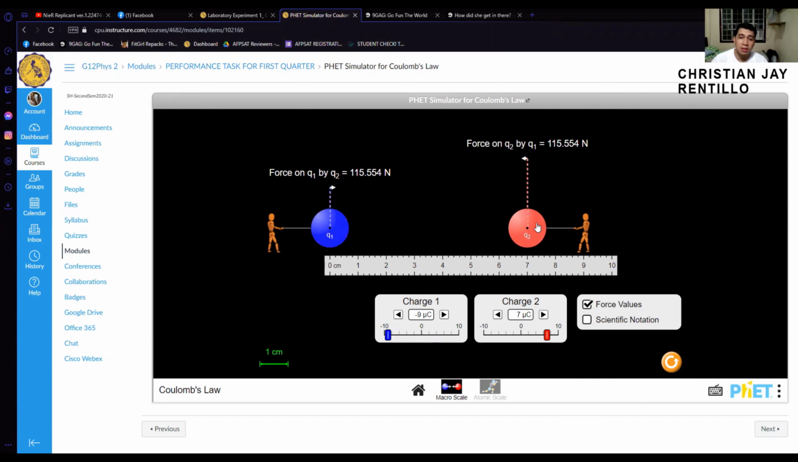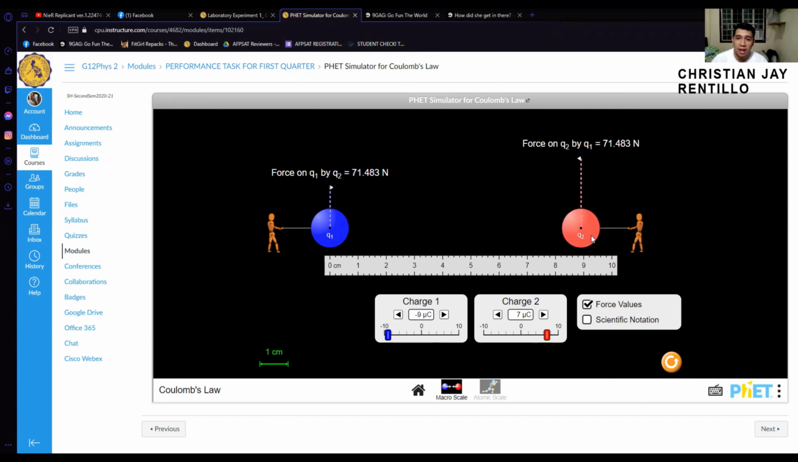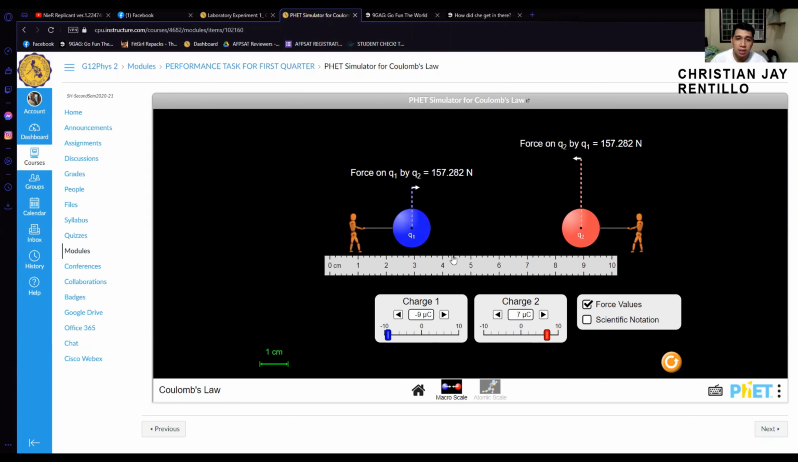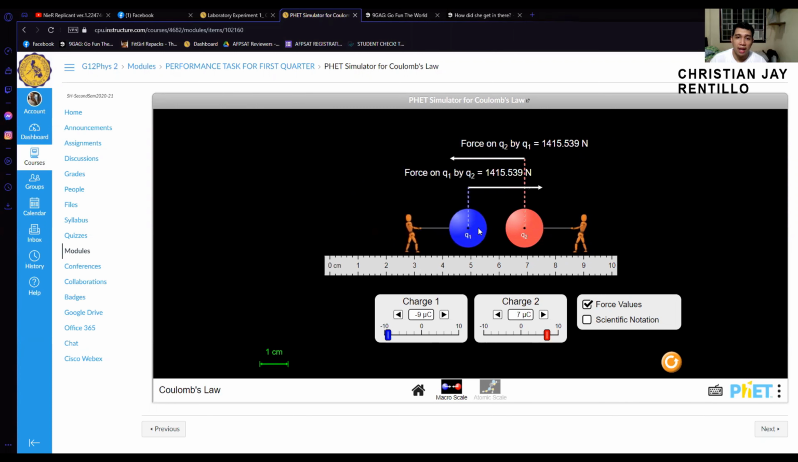For charge 1, we're going to have a charge of -9 and charge 2 at +7. For the distance, we're going to place Q1 at 9 centimeters and Q2 at 1 centimeter, bringing us the value of 88.471 N. For the next distance, we're going to place Q1 at 3 centimeters and Q2 at 7 centimeters, bringing us the value of 353.885 N. For the next distance, we're going to place Q1 at 5 centimeters, bringing us to 1,415.539 N.